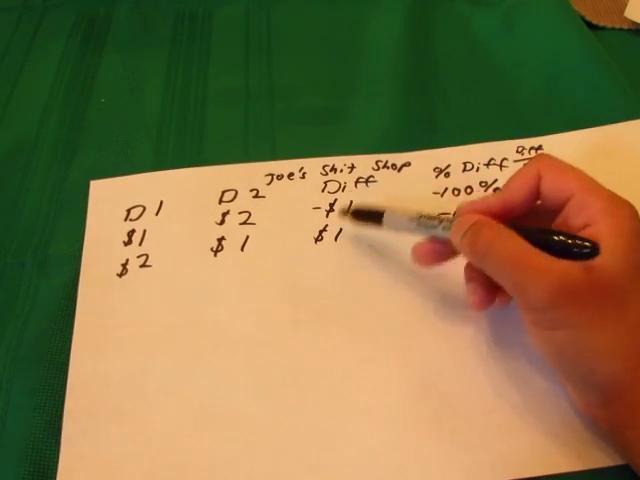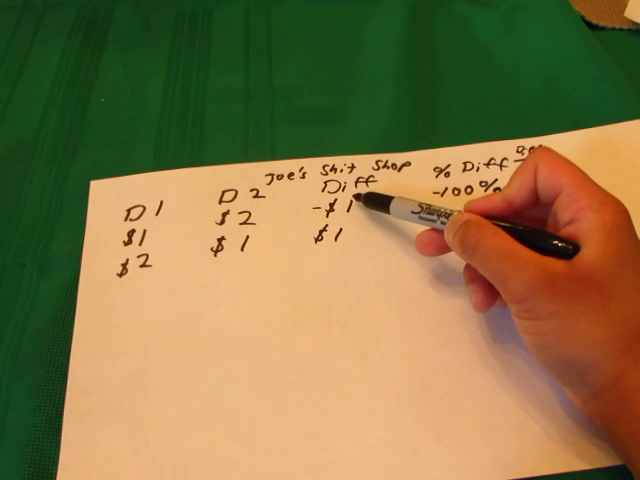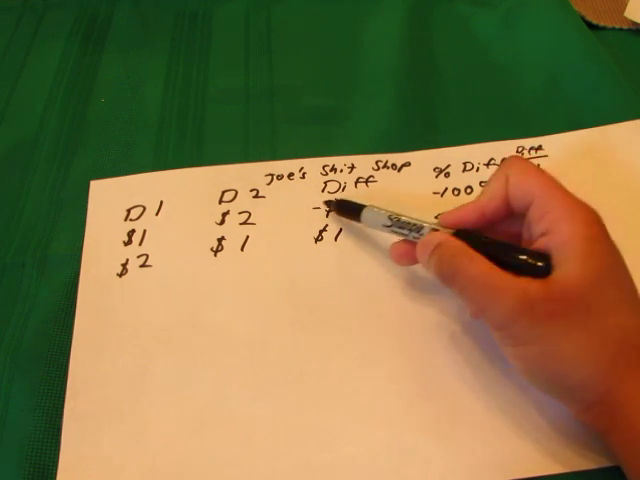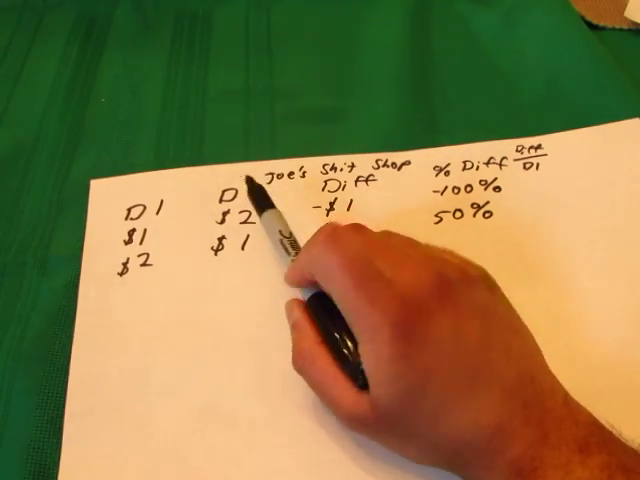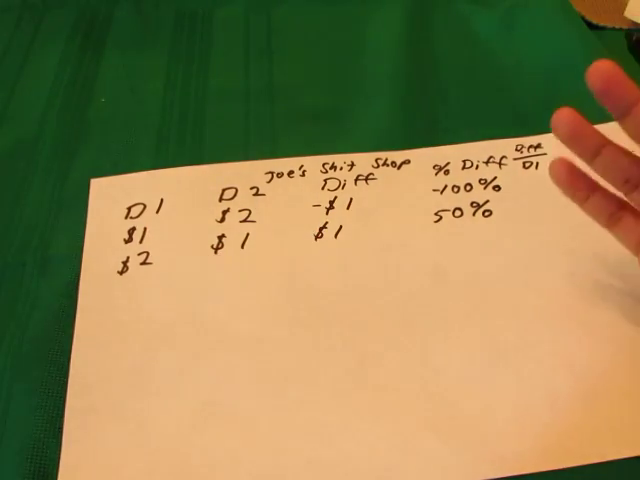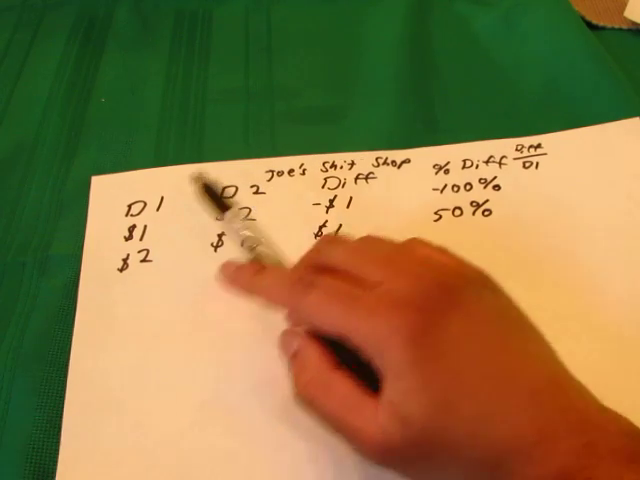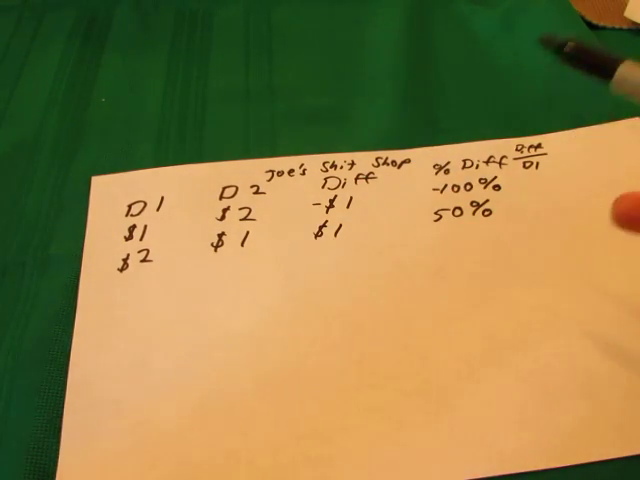But the difference between the two is still just $1, right? The only reason this one's negative is because D2 has a greater number than D1. But remember what I said before. Neither one is necessarily correct. We just want to communicate how different they are.